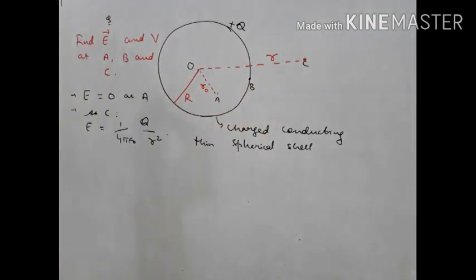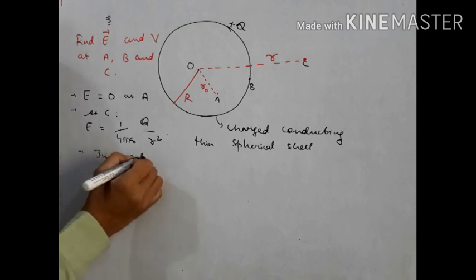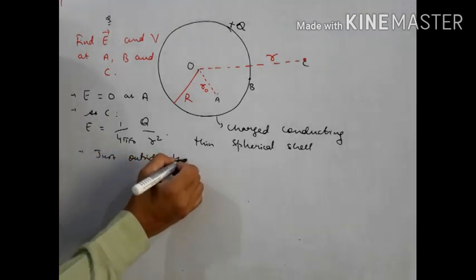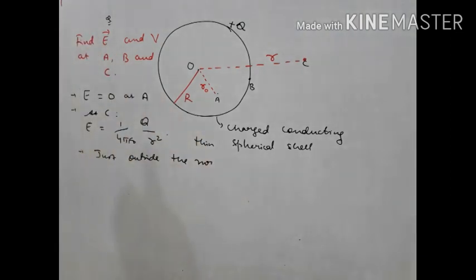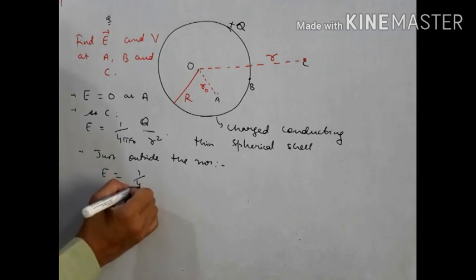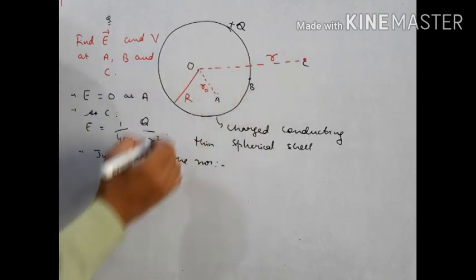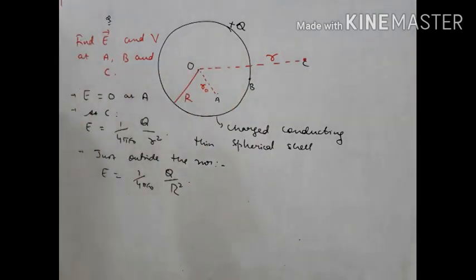At B, actually we should say just outside B, outside the surface, not exactly at B, just outside the surface, the electric field will be how much? 1 by 4 pi epsilon naught q by almost that distance, which will be equal to the radius of the sphere, that is R square. Remember, just at the location of the charge we don't define electric field. We define electric field at points just leaving that particular charge. At the location of the charge, the electric field will shoot up.